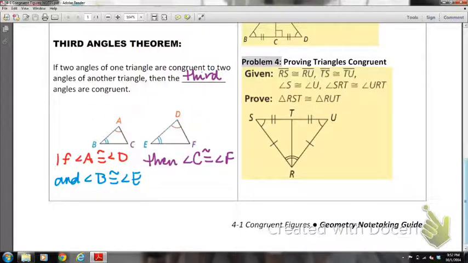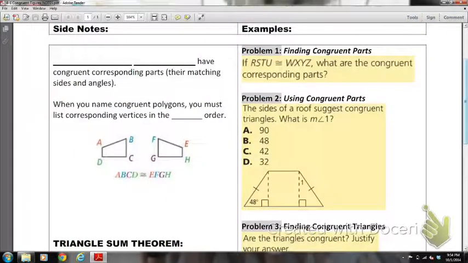So let's use these in the problems on the right. In problem 1, you are asked to find congruent parts. So it states if polygon RSTU is congruent to WXYZ, then what are the congruent corresponding parts? So you don't even have to have a diagram. You just go by the order of the letters in the name of the polygon, and you can match them up and get the matching corresponding parts.